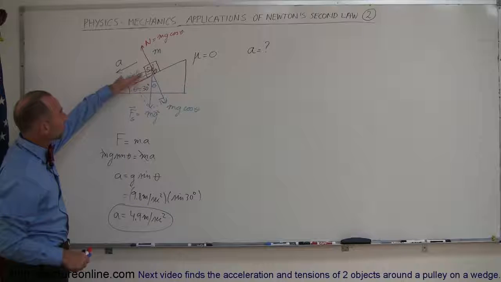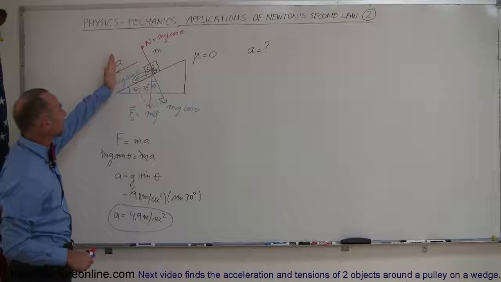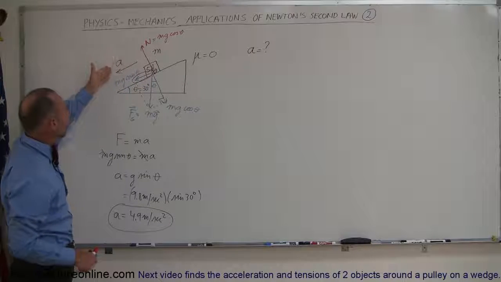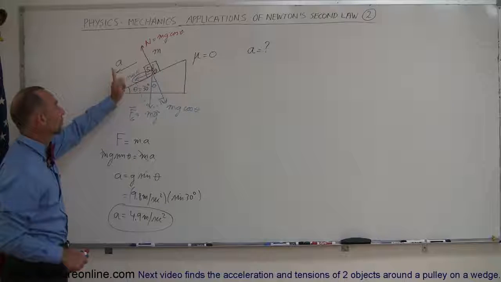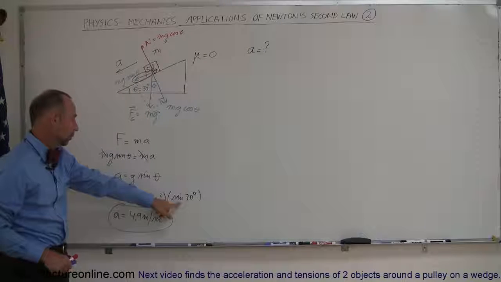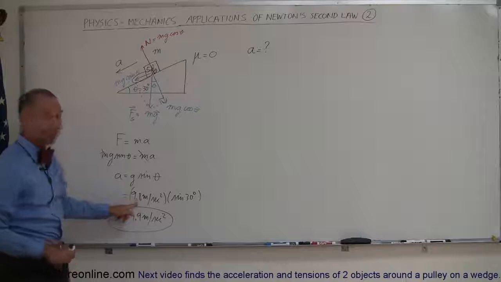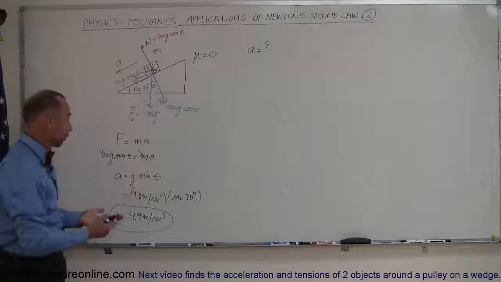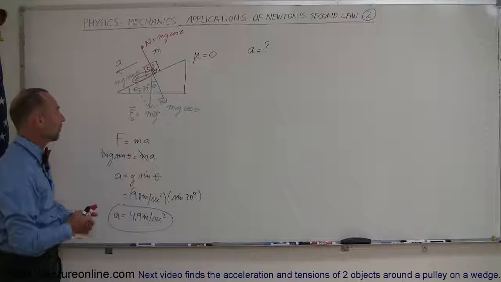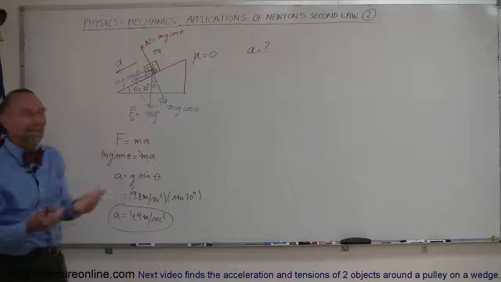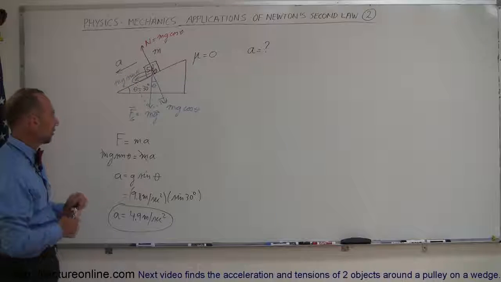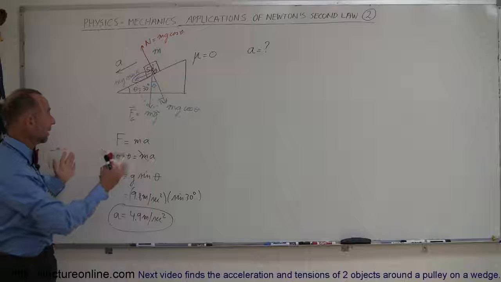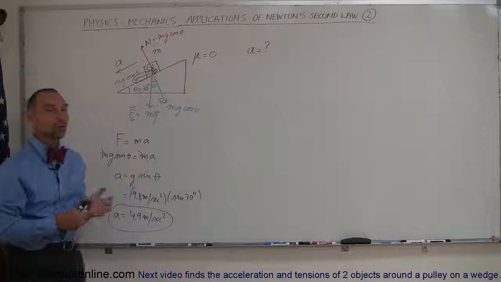What would happen if this angle became 90 degrees? Well, if it became 90 degrees, then it would be like free fall. Now, the sine of 90 degrees is 1, and therefore, acceleration would equal 9.8 meters per second squared, which is, of course, acceleration due to free fall. So you can see that when you look at limiting cases, it helps you understand the situation as well. So here, again, a nice example of how to utilize Newton's second law.